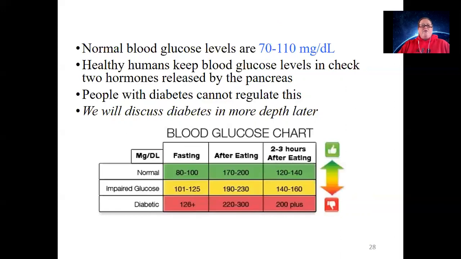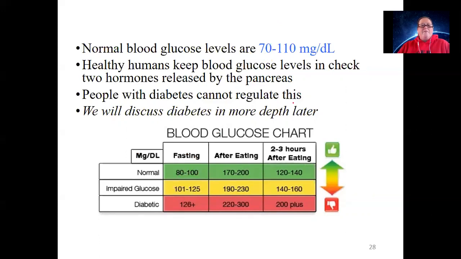Our normal blood glucose levels, according to the NWTC PowerPoint, is between 70 and 110. However, this one that I got on the internet, which you should just believe everything that you see on the internet, says between 80 and 100, so it's a little bit tighter range. I think you're going to see a variety of numbers depending on the source.